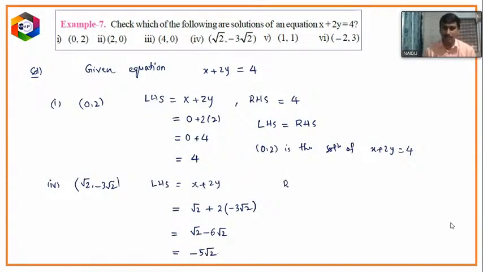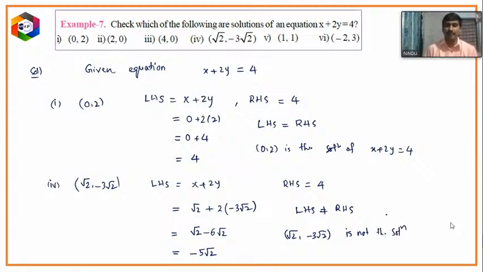As usual, RHS does not change, which is equal to 4. Here, LHS is not equal to RHS. Therefore, from this, what we can conclude is root 2 comma minus 3 root 2 is not the solution of the given equation. So in that way, we can verify and conclude whether it will be the solution for the given equation or not.